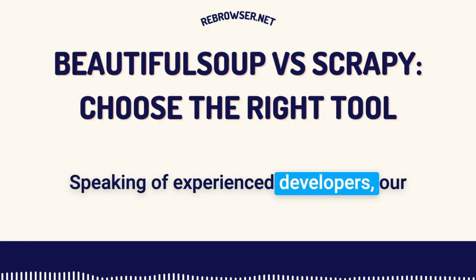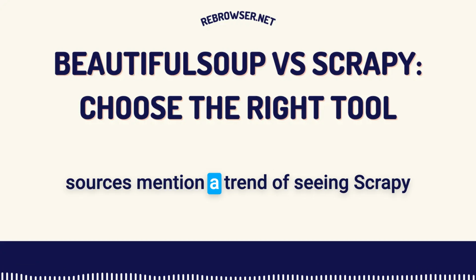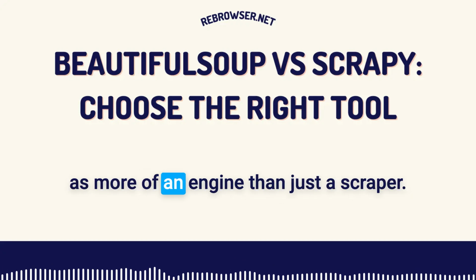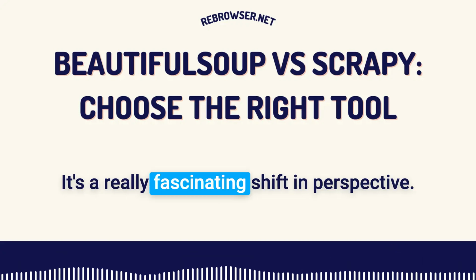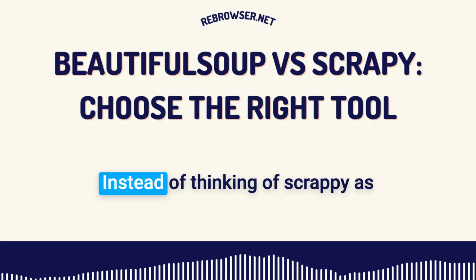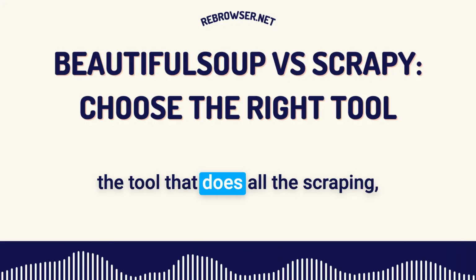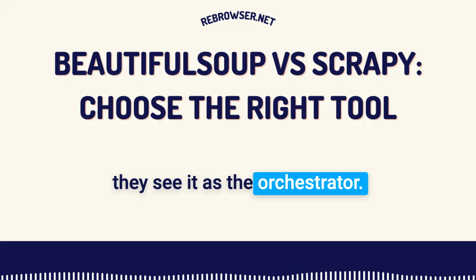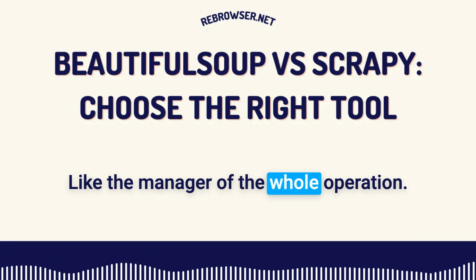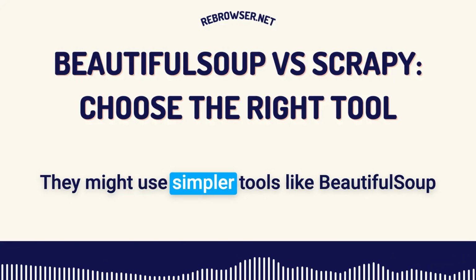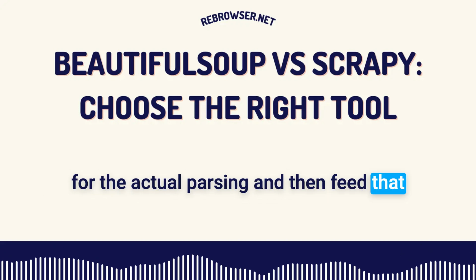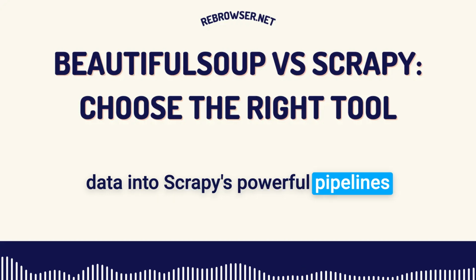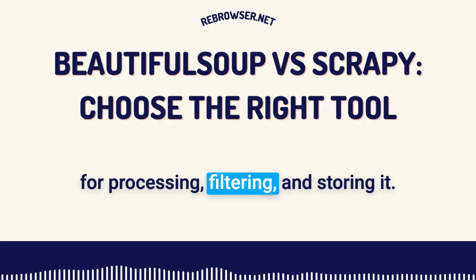Speaking of experienced developers, our sources mention a trend of seeing Scrapy as more of an engine than just a scraper. What does that even mean? It's a really fascinating shift in perspective. Instead of thinking of Scrapy as the tool that does all the scraping, they see it as the orchestrator, like the manager of the whole operation. They might use simpler tools like BeautifulSoup for the actual parsing, and then feed that data into Scrapy's powerful pipelines for processing, filtering, and storing it.